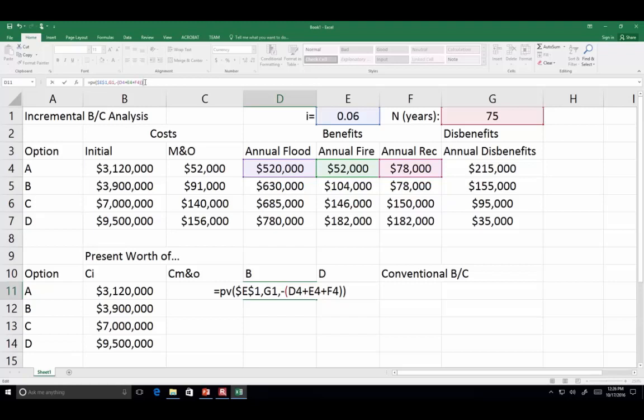Of course, if you want to just make a column over here where you add up the sum of the annual benefits, then that's fine too. It ends up making your equation a little easier if you add those and show them separately. Either approach will work.